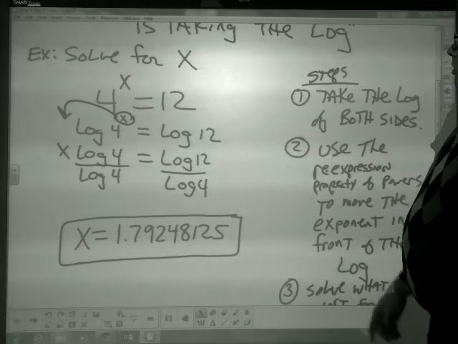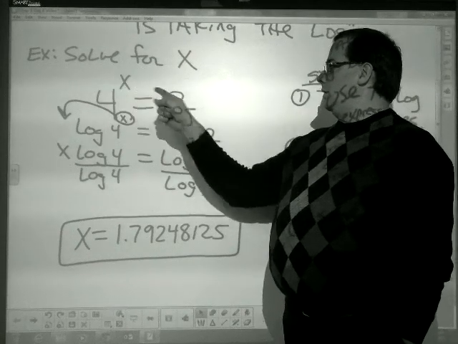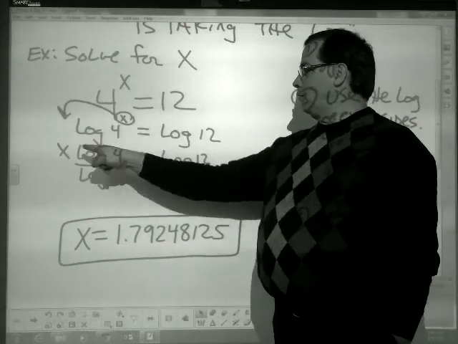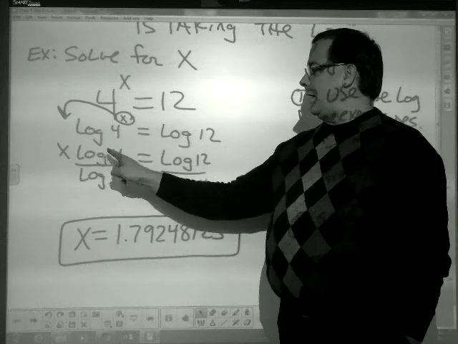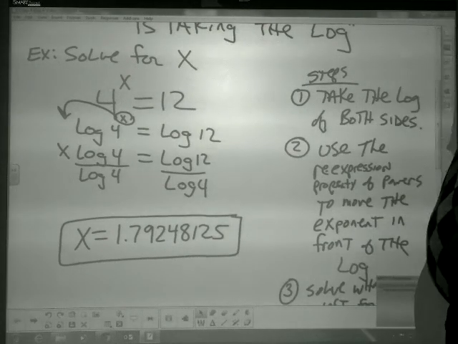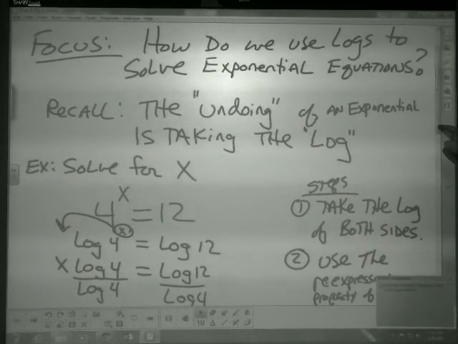All right? So again, I see a problem with an exponent. I undo it by taking the log of both sides. So I move the x out front. Divide out by log 4, and I'll have x left. And that is how we solve exponential equations.